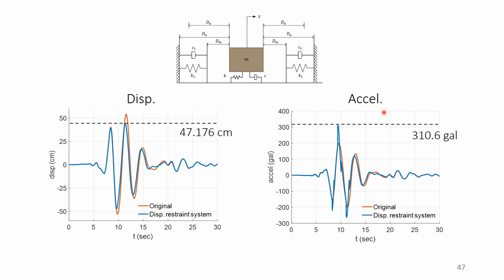And for acceleration, after installing the displacement restraint mechanism, the acceleration increases to 310.6 gal, but actually it doesn't exceed the structure's capacity, 350 gal. So this will be an available design.